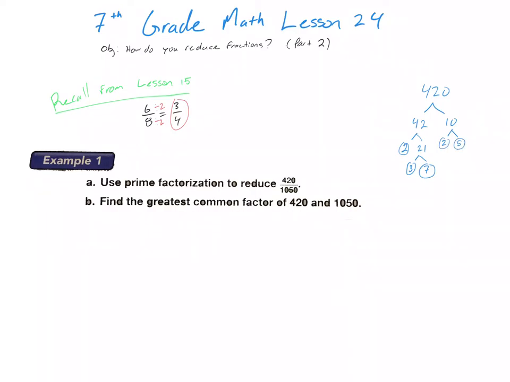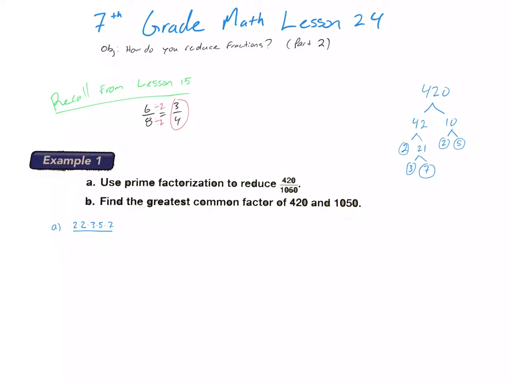So for part A, it says use prime factorization to reduce. So I'm working on part A here. The top is going to be 2 times 2 times 3 times 5 times 7. I got these numbers, 2, 2, 3, 5, 7, from right here. I just wrote them in ascending order from smallest to largest.